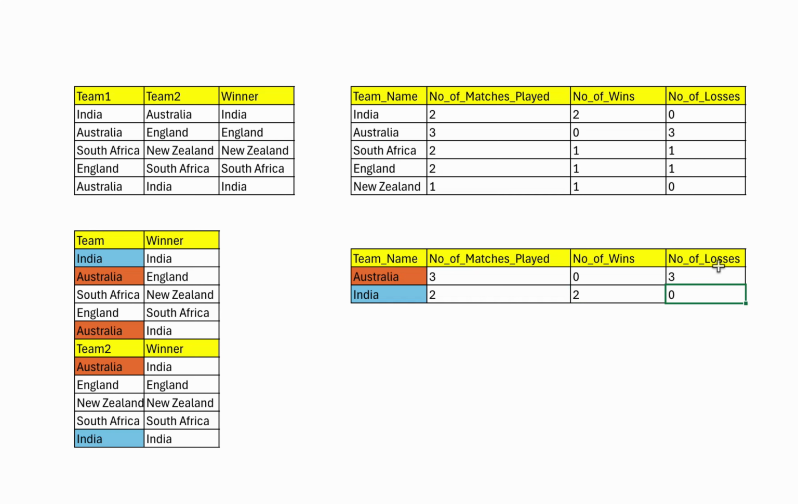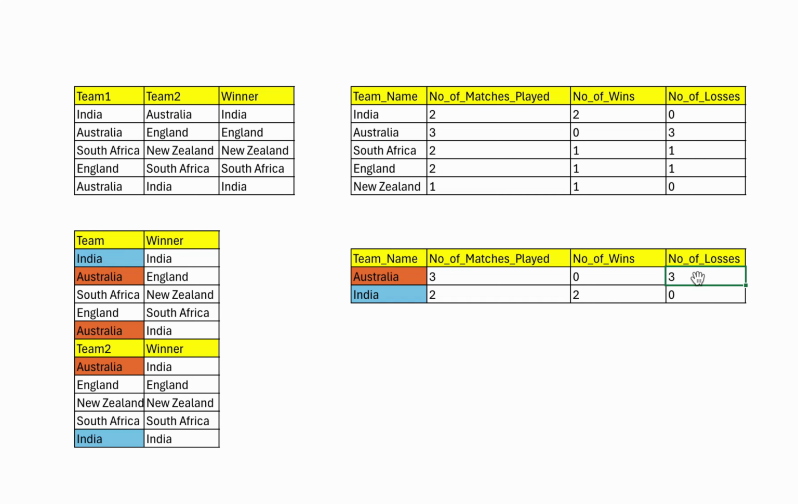And if we look into the losses, then we have to check whether the team name is not equal to winner or not. So currently we have 2 India names. So this is at the first place and at the last place. And both the names are matching with the winner name. So that is why we don't have any row where team name is not equal to winner. So we have 0 here.